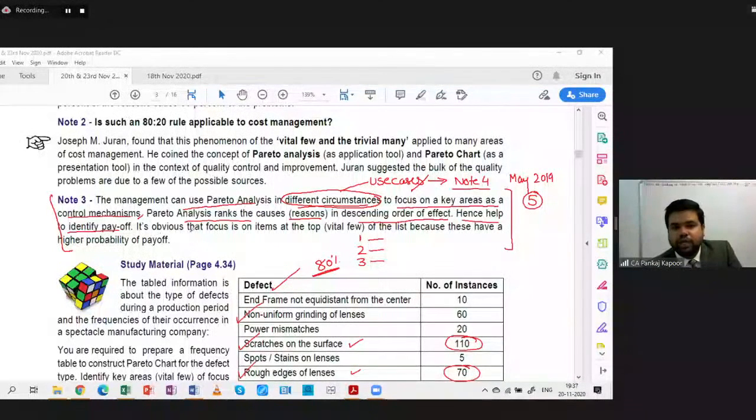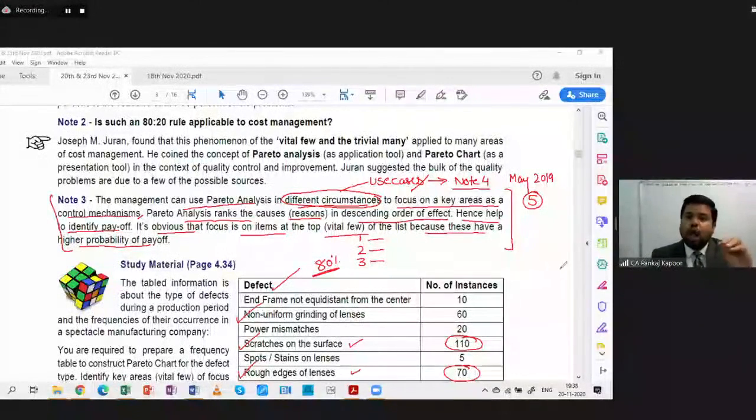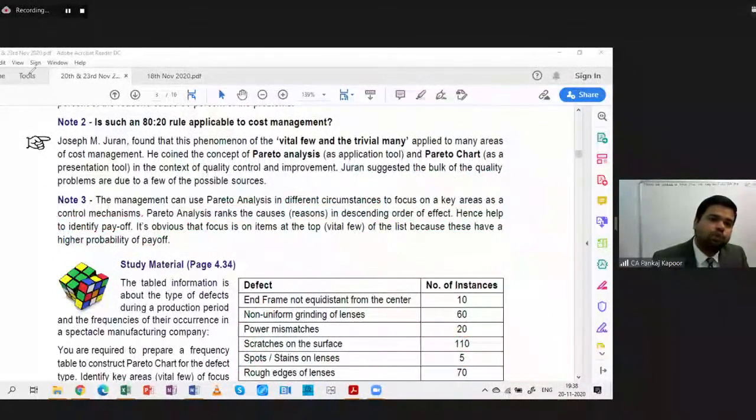Of identifying the payoff. It is obvious the focus will be on the top items, the vital few, because these have a higher probability of the payoff. I believe the concept is quite clear to you. What is a Pareto? Just to summarize, Pareto helps you to identify the vital few of any problem on which the focus of management should be, in order to control. I believe it is quite clear to you. We can move forward.